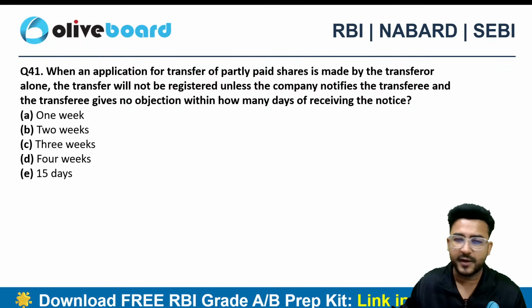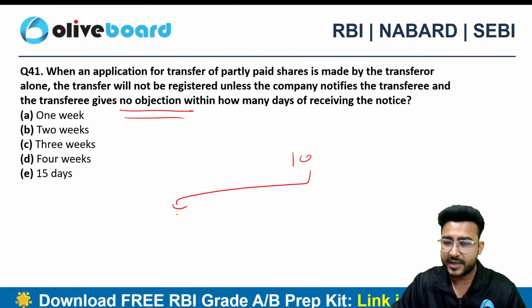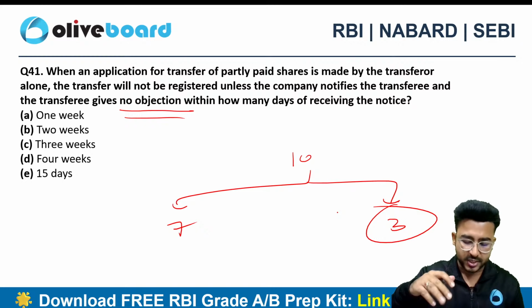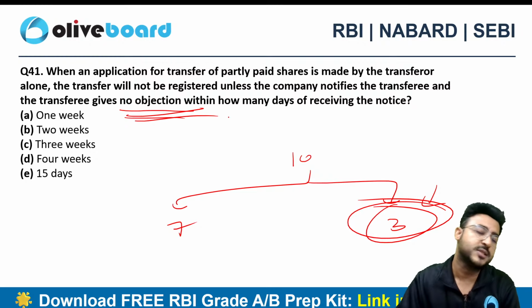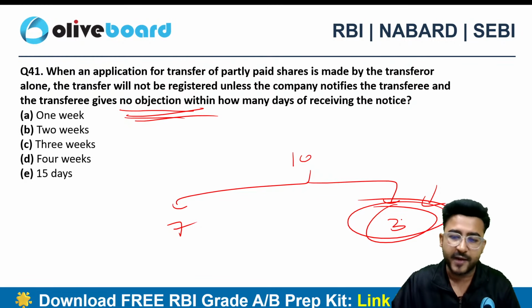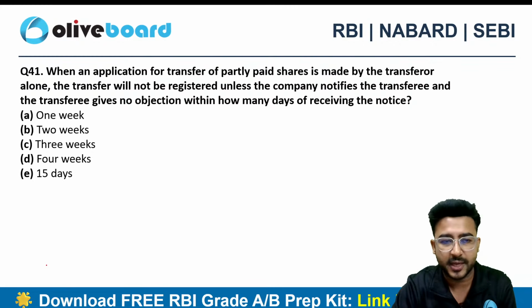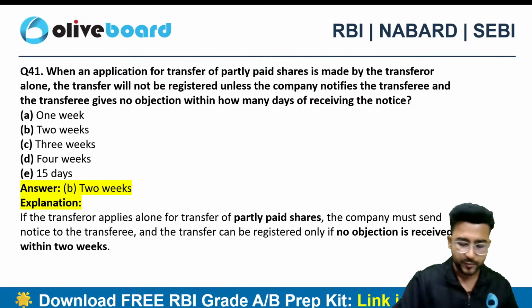Now if there is a transfer related to the partly paid up share, you need to take a no objection certificate from the transferee to whom you are transferring. Why? Because this 3 rupee the transferee needs to pay. Say for example, if I am transferring this share to Sandeep, then obviously Sandeep has to pay this 3 rupees. So as a company, I need a no objection certificate from Sandeep that you are fine to pay 3 rupees. Within how many days you need to take it? Within 2 weeks. Okay. Option B. Within 2 weeks you need to take it.